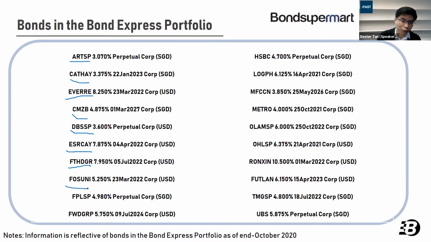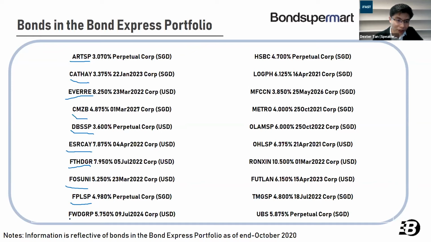Then we have Fosun International, where the issuing entity is actually Fortune Star, a wholly owned subsidiary of Fosun International, which is a listed conglomerate on the Hong Kong Stock Exchange. So it's a big company. Then we have Fraser's Property. So Fraser's Property is something like CapitaLand. It's also a Singapore listed property developer, so it's also pretty big. It has a lot of exposure in various real estate classes like hospitality and retail malls.